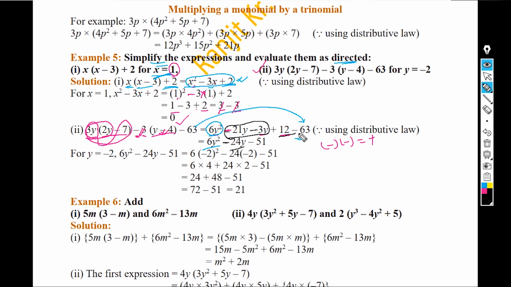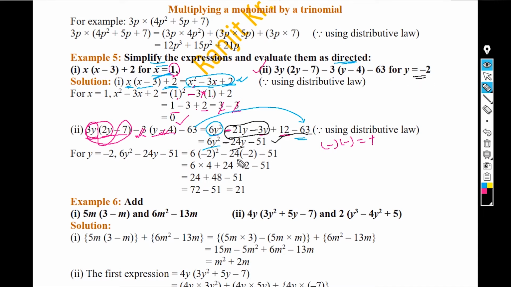Now simplify these constant terms. Difference of 63 and 12 is 51, and 63 is more, then put the sign of 63, that is negative sign, minus sign is here, then it is minus 51. After simplification you have to put y equal to minus 2.